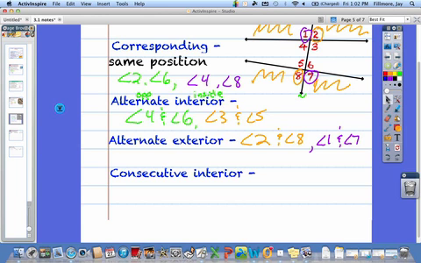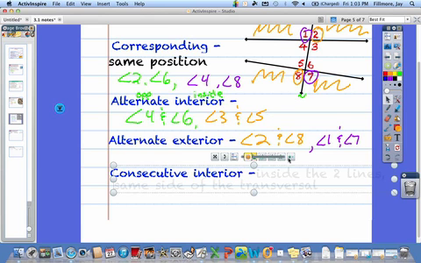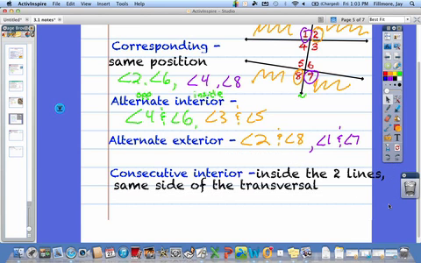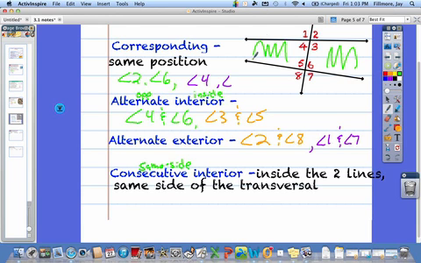And the last one, consecutive interiors, also known as same-side interiors. They are inside the two lines, but on the same side of the transversal. So when I see consecutive, I also think same side. Different textbooks call them consecutive, different textbooks call them same side. I personally prefer same side, but consecutive is what our textbook uses, so I put it up here just so that you're aware of it. So on the same side of the transversal, on the interior of our two lines. So interior, inside here, on the same side.